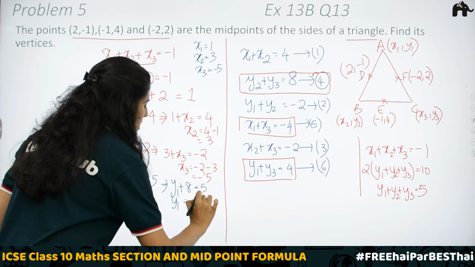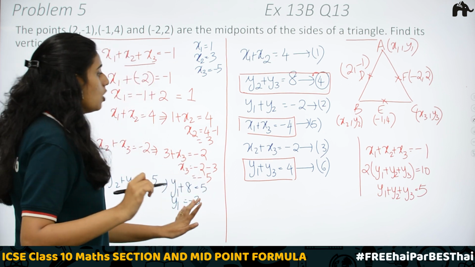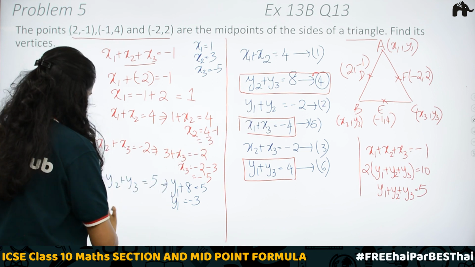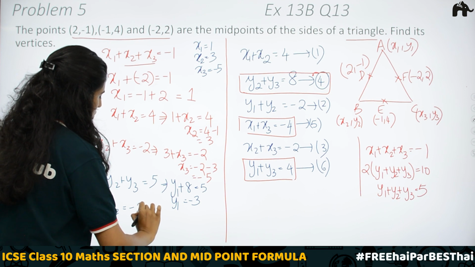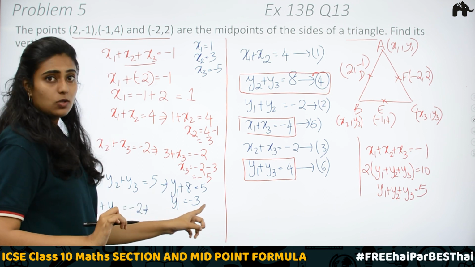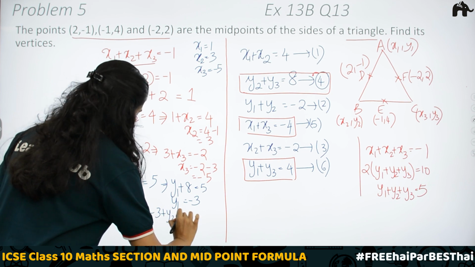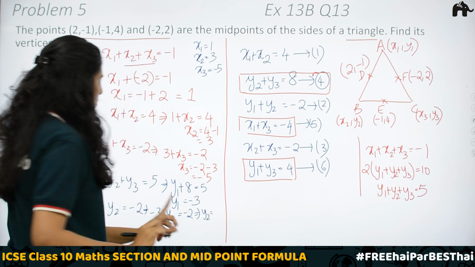5 minus 8 is minus 3. We got the value of y1. Now put the value of y1 in the second equation. y1 plus y2 is equal to minus 2. Putting the value of y1 equal to minus 3 here, minus 3 plus y2 is equal to minus 2, which implies y2 is equal to minus 2.